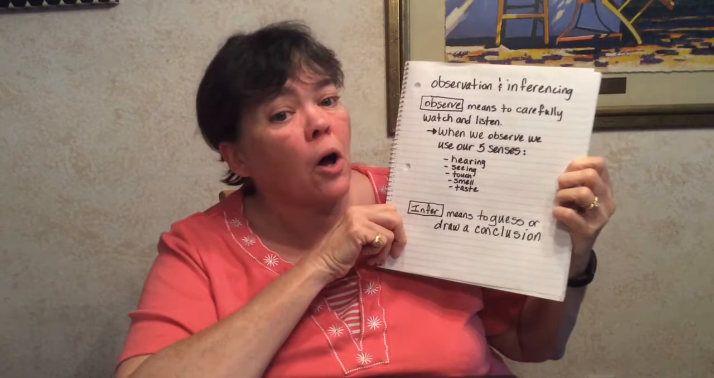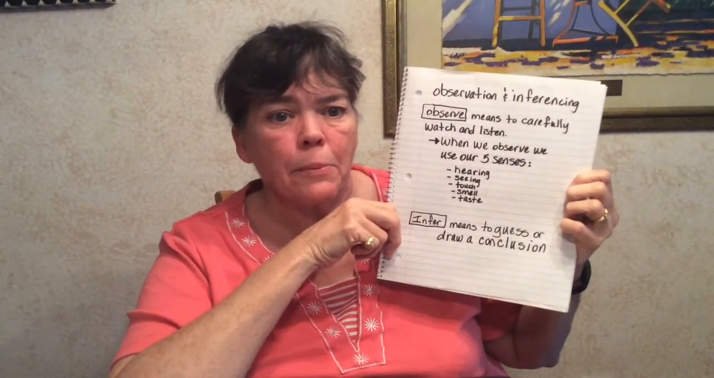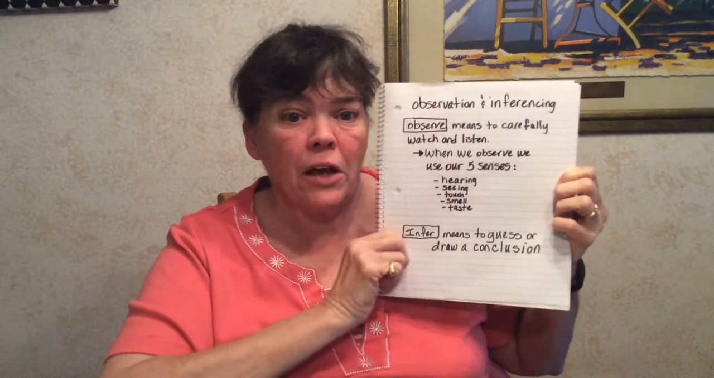Now you're going to pause your video here and get your spiral or a piece of paper and copy all this down in your book. All right, you should have that all copied down in your spiral. And now we're going to think like a scientist. We're going to make observations and we're going to make inferences as well.